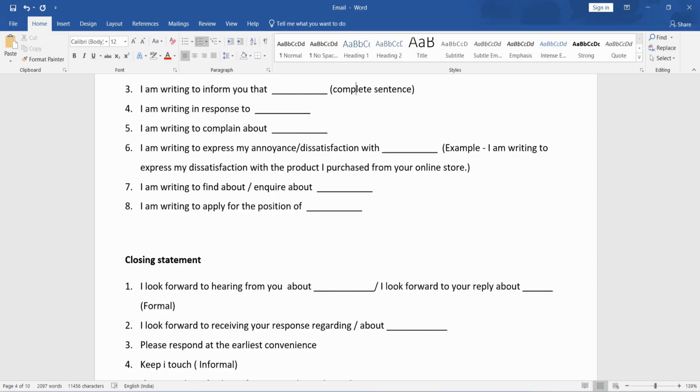I am writing in response to, you are responding to something. You are complaining about something, I am writing to complain about. You are not satisfied with the hotel service, I am writing to express my dissatisfaction with your service. I am writing to express my dissatisfaction with the product I purchased from your online store. I am writing to inquire about. I mostly use inquire about. I am writing to apply for the position of.